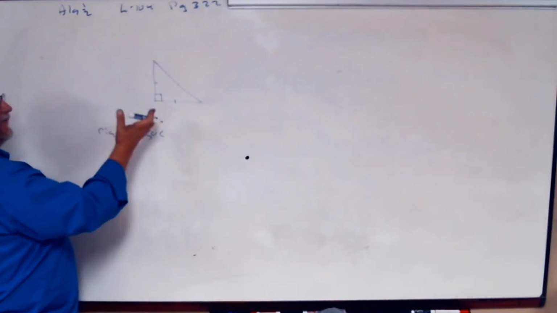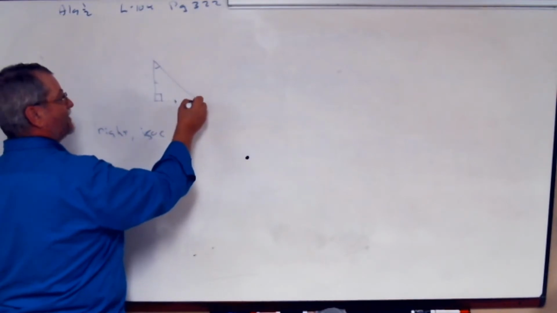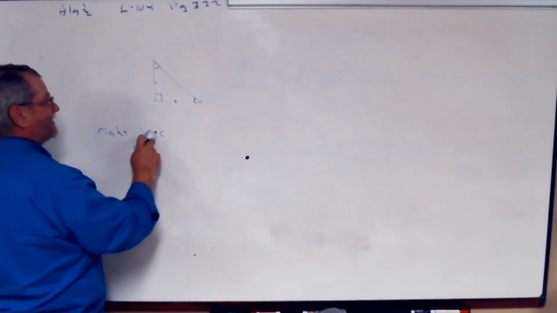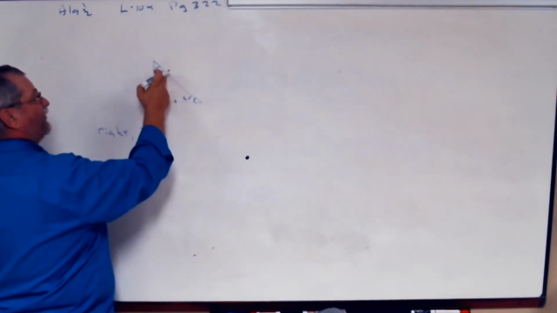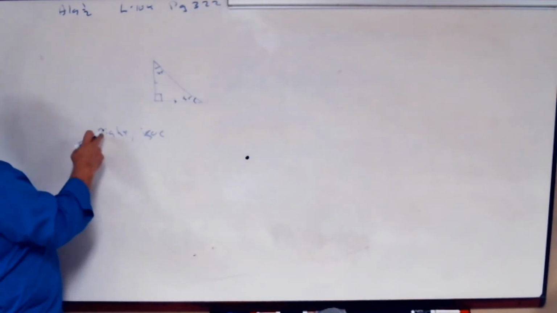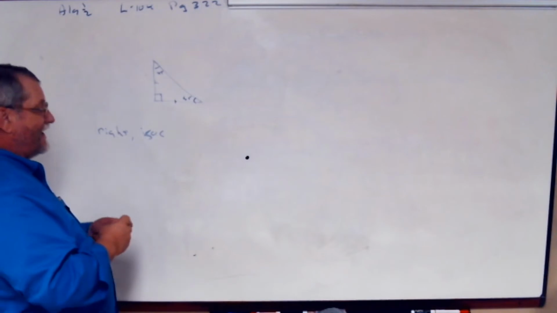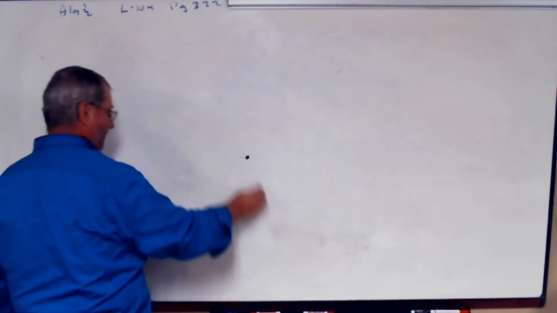Now, if you think about this, if this is 90, and these two sides are the same, the two base angles have to add up to 90. If you have a right isosceles triangle, these are both 45. 45 plus 45 is 90, plus 90 is 180. If it's a right isosceles triangle, that's what it has to be.